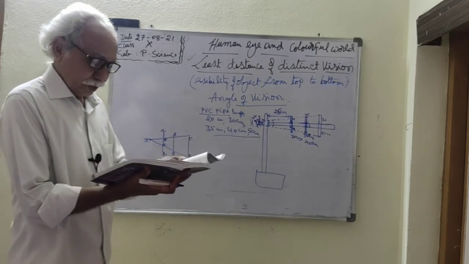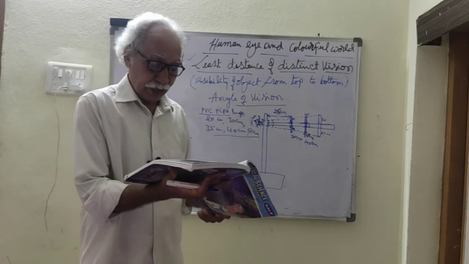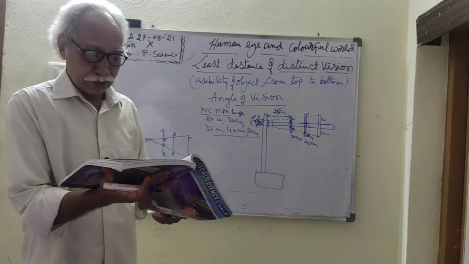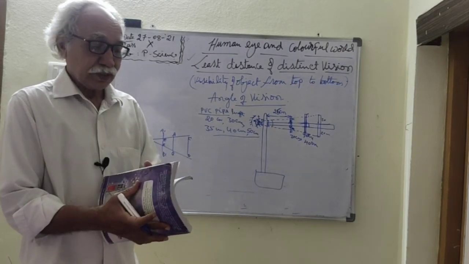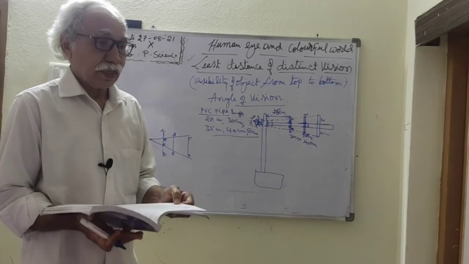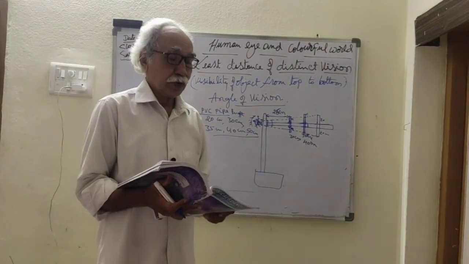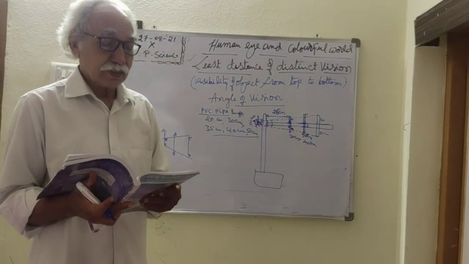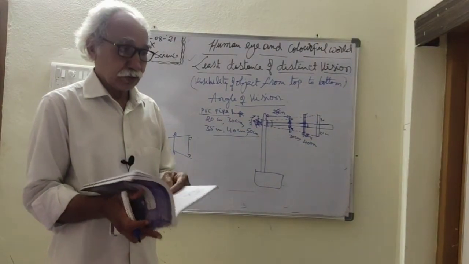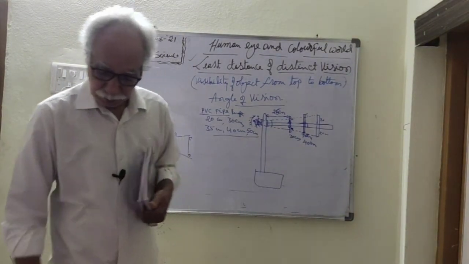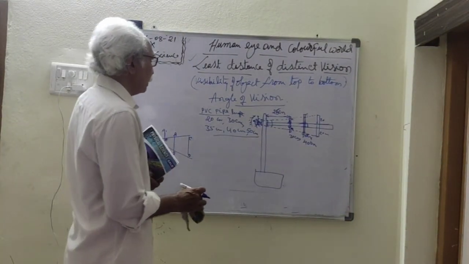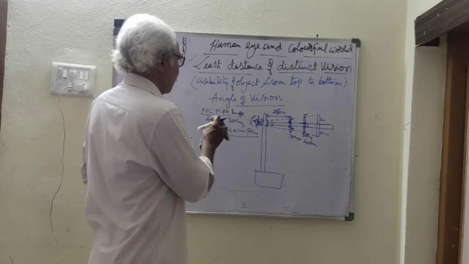So why do the values of least distance of distinct vision and angle of vision change from person to person? To understand this, we must know the structure of the human eye. Now you have got the two points. One is called least distance. The second one is angle of vision.